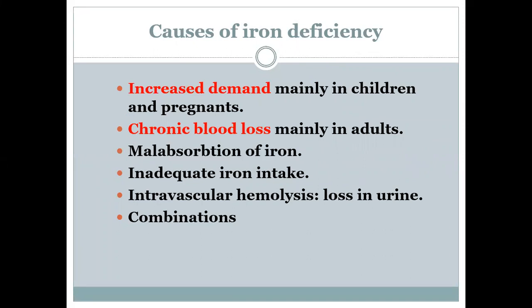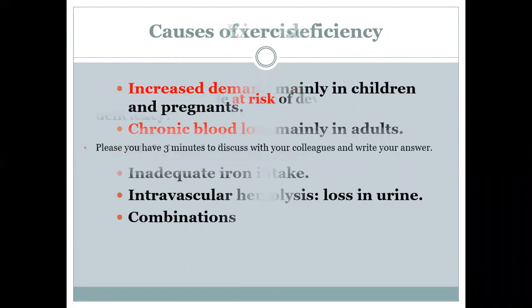And sometimes we find more than one factor in the same person. For example, an old person who cannot chew meat and also has a GIT problem that causes blood loss.